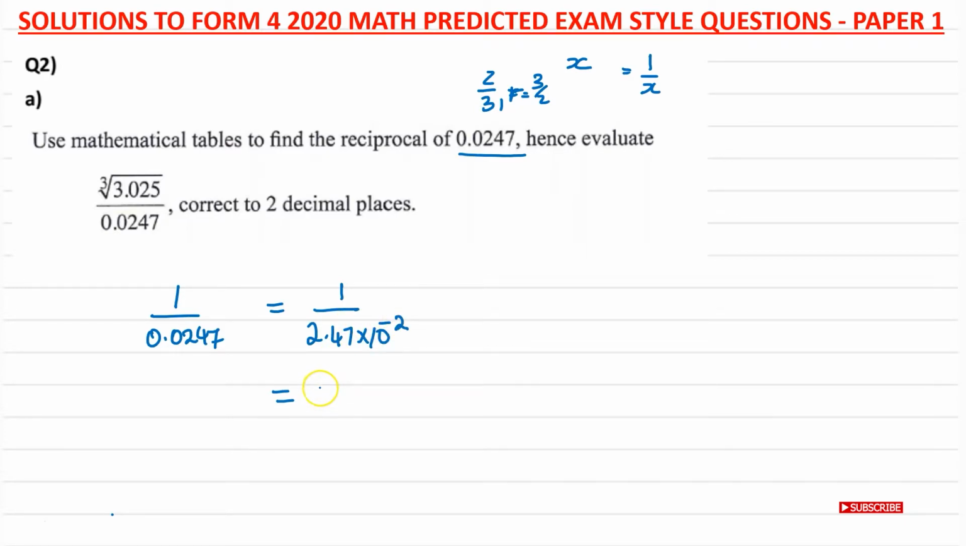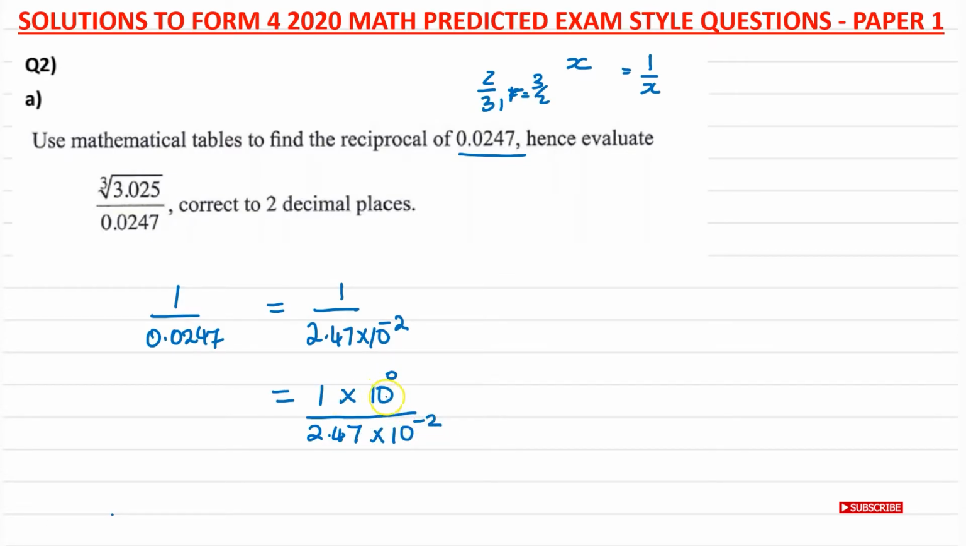So let's say, for example, we have 1. 1 times 1 is just 1. So we can say 1 times 10 to the power 0, because 10 to the power 0 is just 1. Anything to the power 0 is 1. And then we still have 2.47 times 10 to the power negative 2.